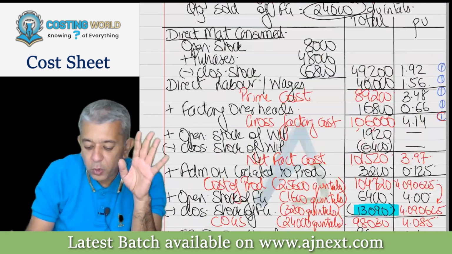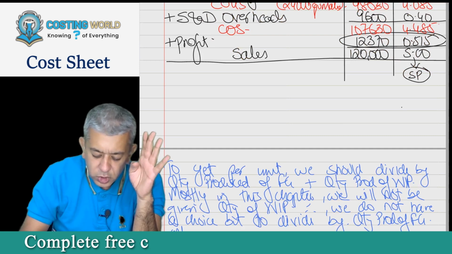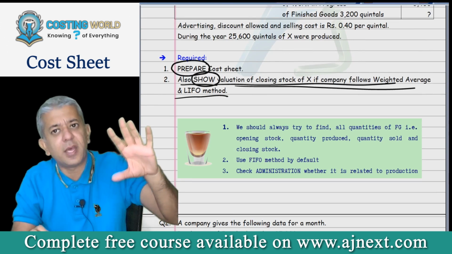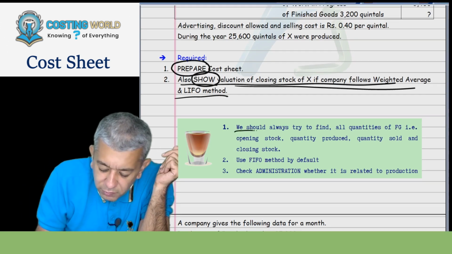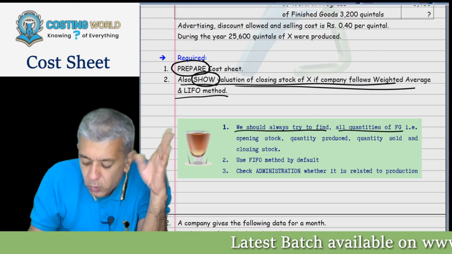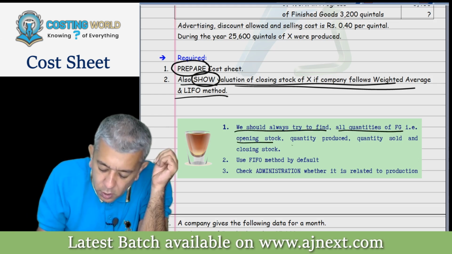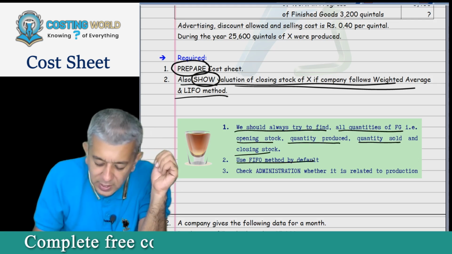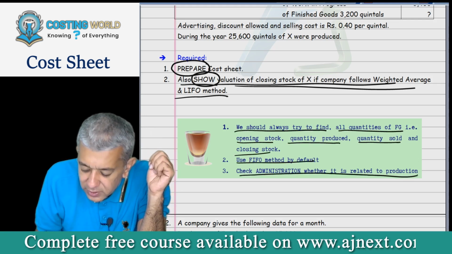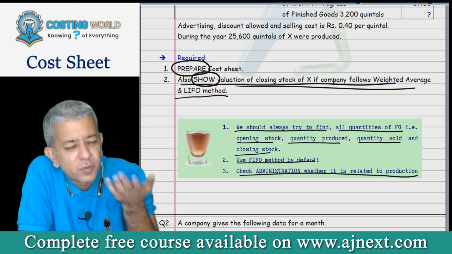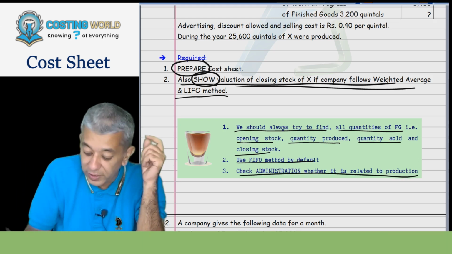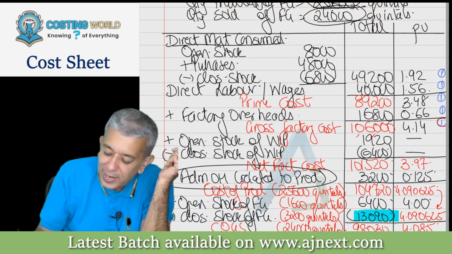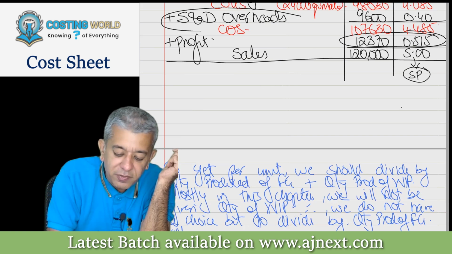This is end of your question, whatever we all had to be doing. Okay, so just a few of the things that we had to be knowing from this question will always be there in form of shortcuts of the question. We should always try to find out all quantities of finished goods, that is opening, quantity produced, quantity sold and closing stock. Use FIFO method by default. Check administration whether it is related to production or not. In this question it was there, so therefore we all had taken it over here. If suppose it was general administration, we will take it with S&D over here.